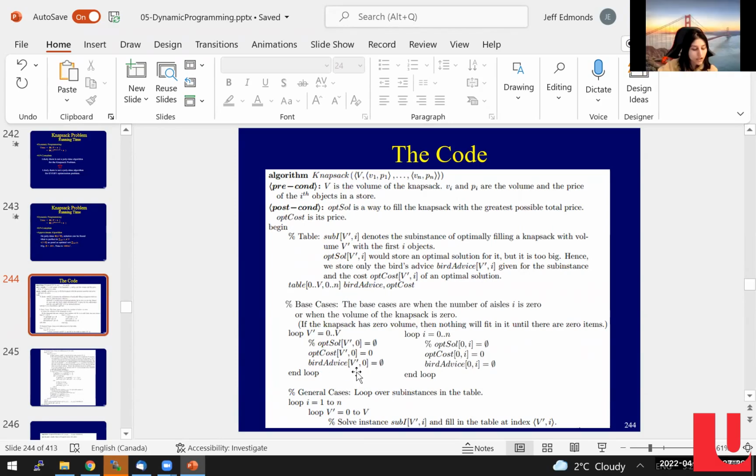I have a question. I'm a bit confused about why we have the word base case in an iterative algorithm. Isn't that a recursive thing?